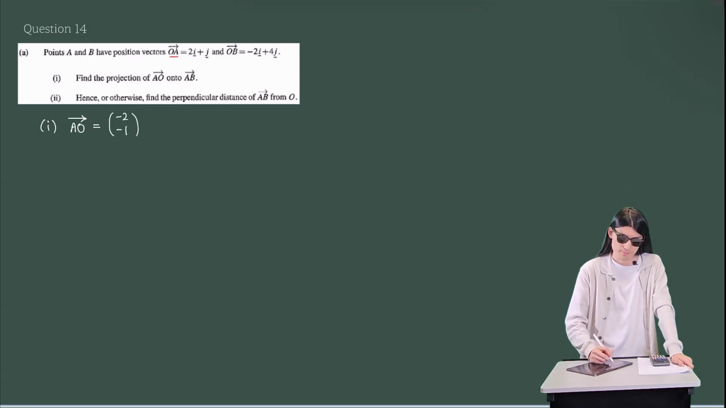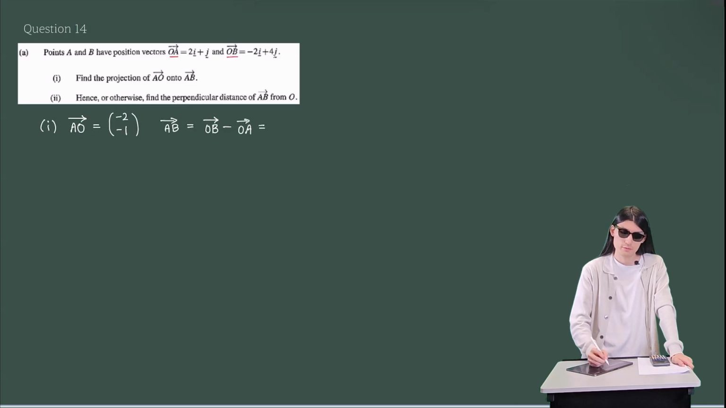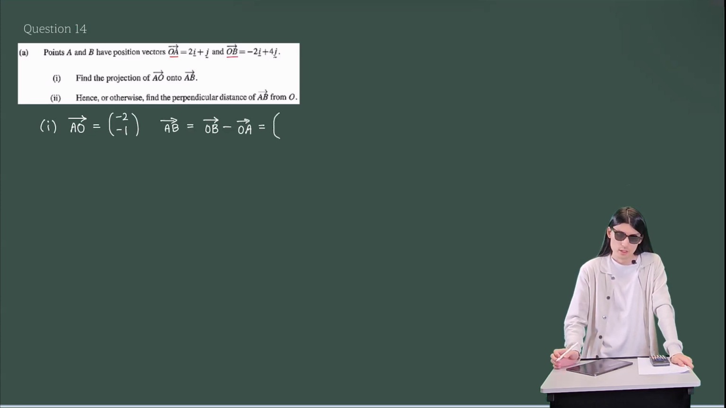And the vector AB, which we can find through OB minus OA. And of course, we have both OB and OA given in the question. So subtract the I components and subtract the J components. Vector AB would be, the I component would be -2 minus 2, so -4, and the J component 4 minus 1, 3. And there we go. Now we are ready to substitute these components into the vector projection formula.